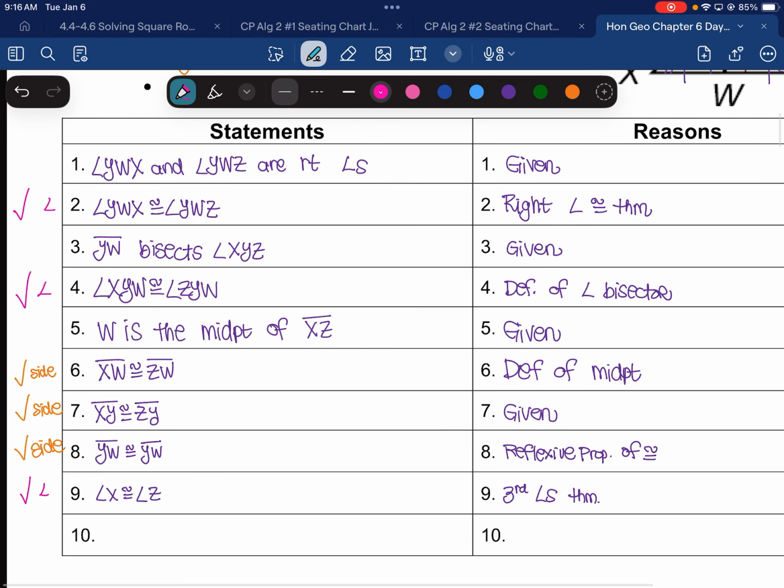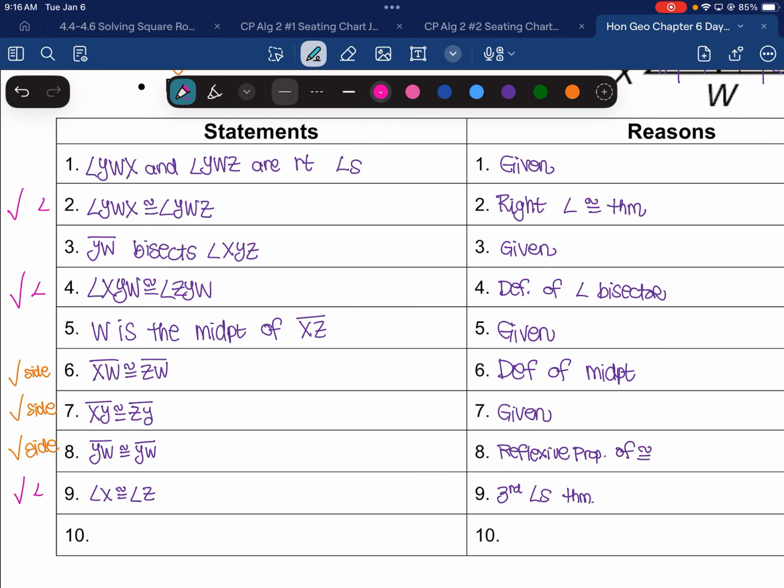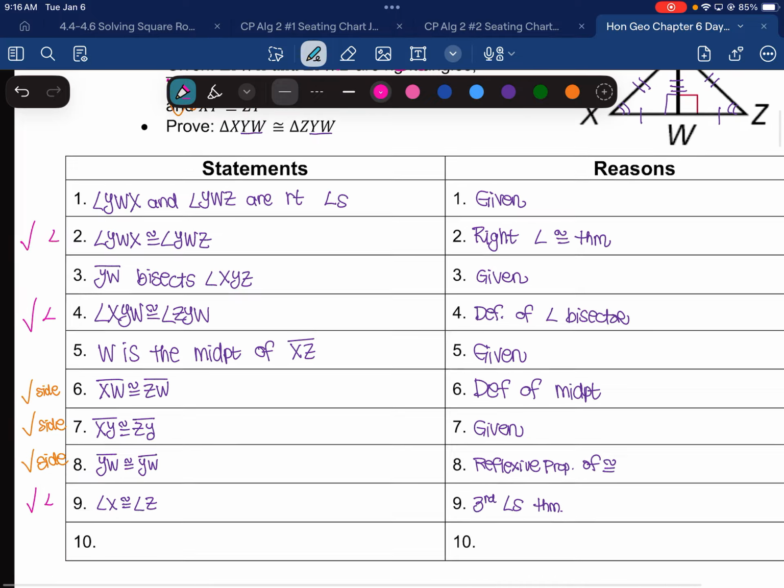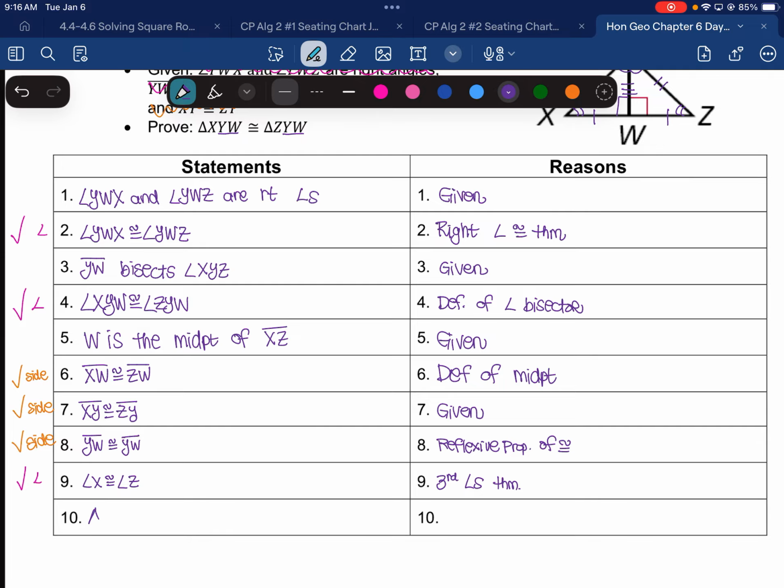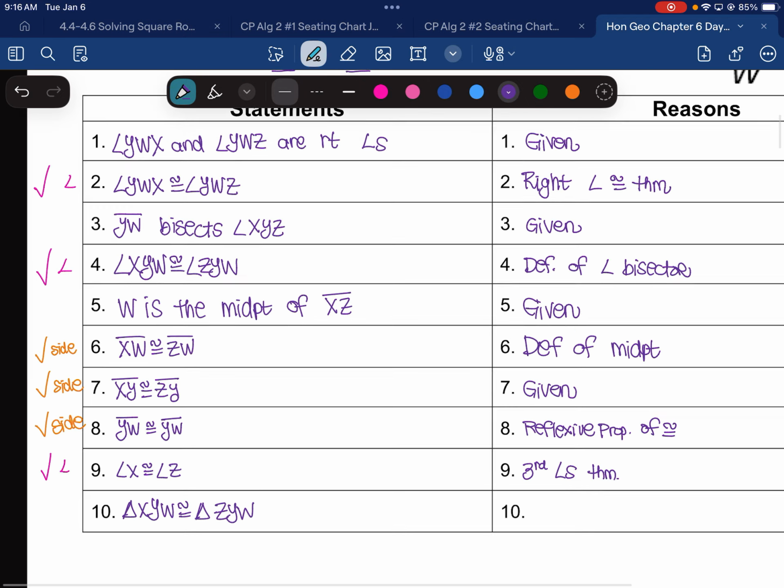Take a look at your checklist. You now have 1, 2, 3 pairs of congruent angles, steps 2, 4, and 9, and 3 pairs of congruent sides, 6 through 8. So, make your conclusion. Triangle, go back to your proof statement. XYW is congruent to triangle ZYW. What's the reason?